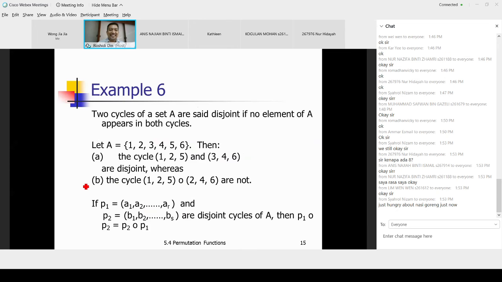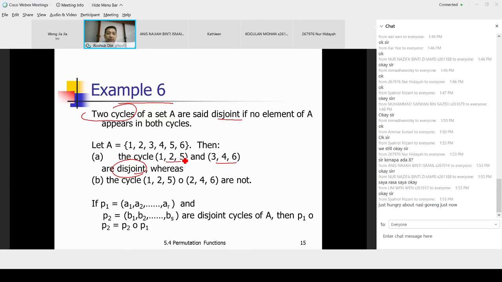Okay, now we move to the next idea. This one, cycle. In this example 6, we talk about two cycles, but the cycles sometimes can be disjoint or joint. For example, here we have a set 1, 2, 3, 4, 5, 6. Say we have two cycles here: 1, 2, 5 is one cycle, and 3, 4, 6 is this cycle. These two cycles are disjoint. Why do we say disjoint? Because the values involved in this cycle and this cycle do not overlap.